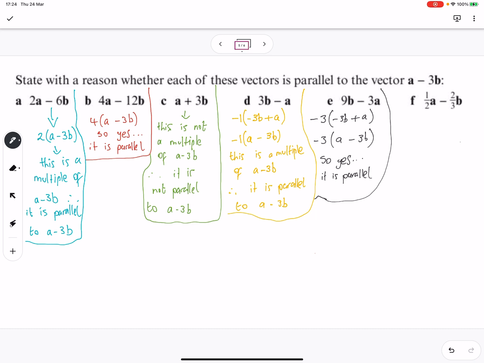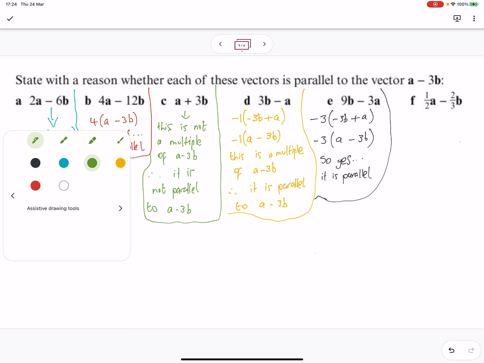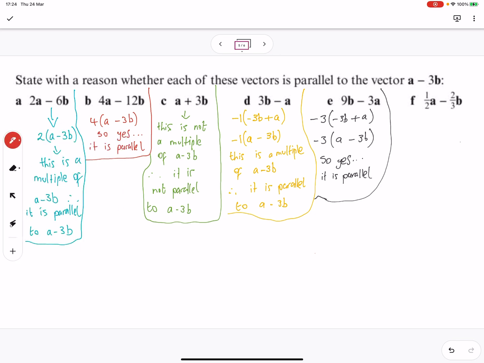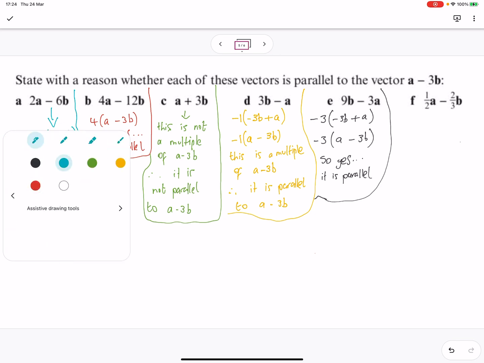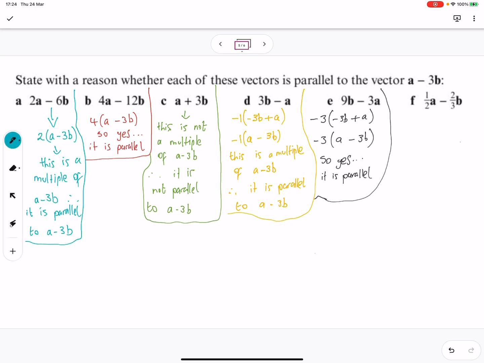Make sense? Perfect. Yep. Awesome. And we've got one more to do. Ooh. It's, let me think. It is parallel. Why do you say that? Because it's half. So A is half.